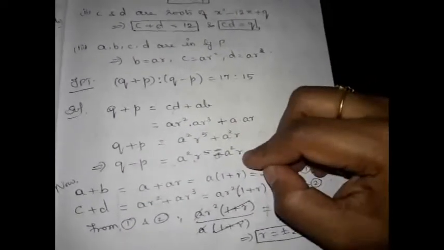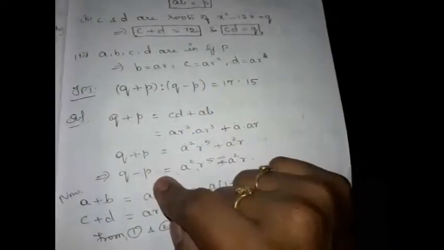In order to find the value of a and r, we get back to this and simplify these 2 equations. Once you get your a and r, substitute here so that you can find q plus p and q minus p. Check whether you are getting the ratio as 17 is to 15. That's it. Hope you understood. Let us move on to our next question now. Now we are in the 19th question.